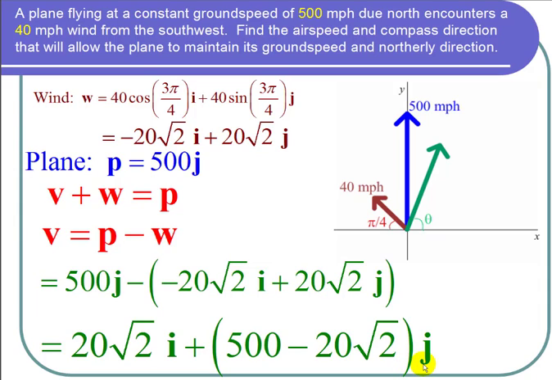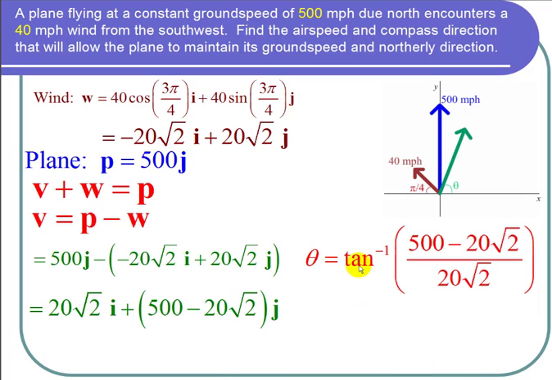So now we can find our angle by using the formula that the angle is the arctangent of y over x, which is the arctangent of 500 minus 20 root 2 over 20 root 2. And I put that in my calculator, and I got that my theta, or my angle, is about 1.51 radians. And by the way, 1.51 radians is about 86.5 degrees. And that kind of matches our picture.